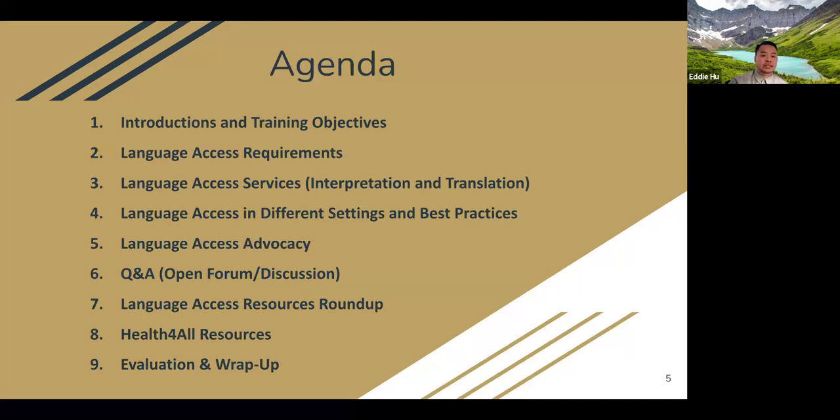Next slide, please. The agenda for the 90-minute training is as follows. We're going to quickly do an introduction of the training objective, going into language access requirements, sharing some language access services and best practices, as well as what language access looks like in different settings. We also want to talk to you about language access advocacy. There will be a Q&A session in between different sessions. And lastly, we'll have a language access resource roundup, and also help for all resources, and evaluation and wrap up.